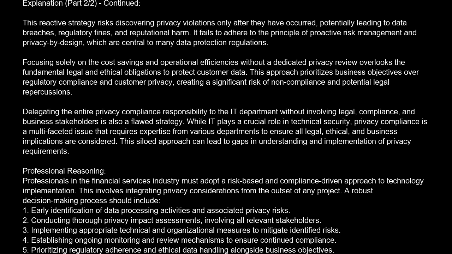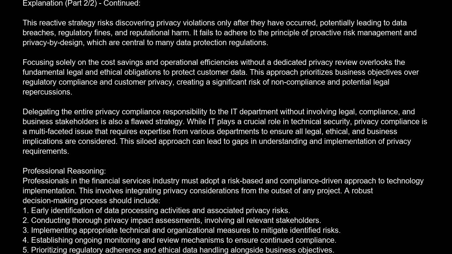Professional reasoning. Professionals in the financial services industry must adopt a risk-based and compliance-driven approach to technology implementation. This involves integrating privacy considerations from the outset of any project. A robust decision-making process should include: 1. Early identification of data processing activities and associated privacy risks.